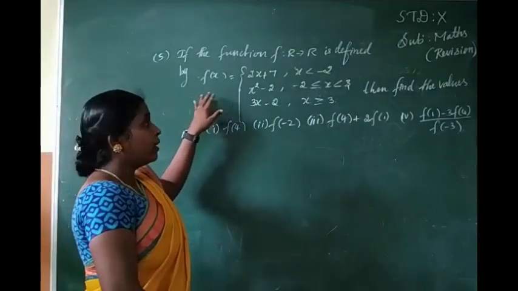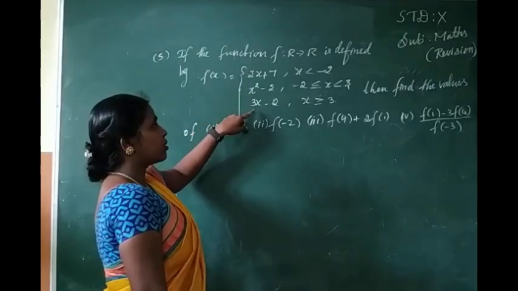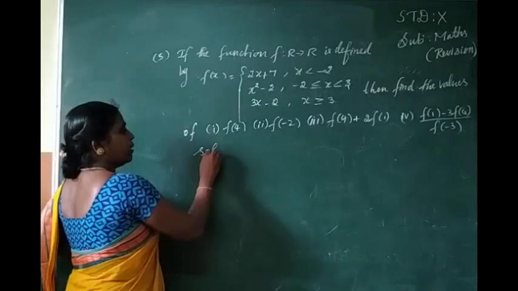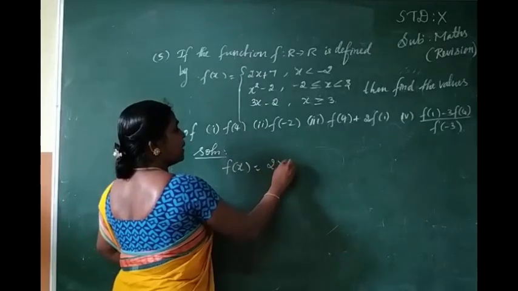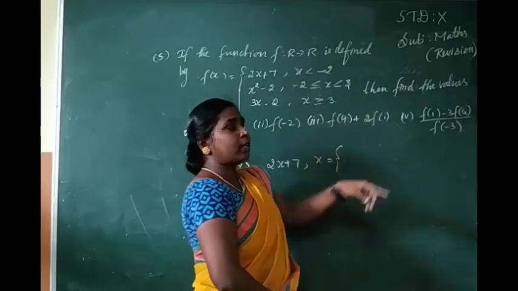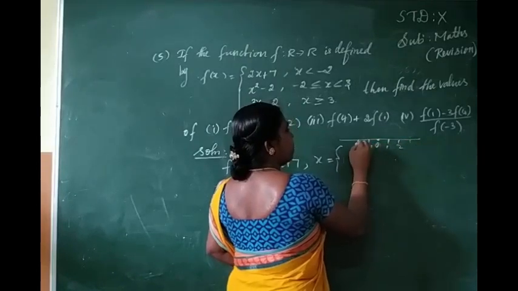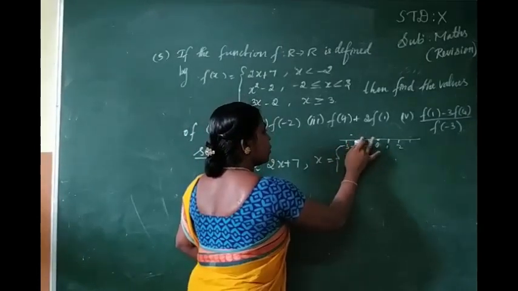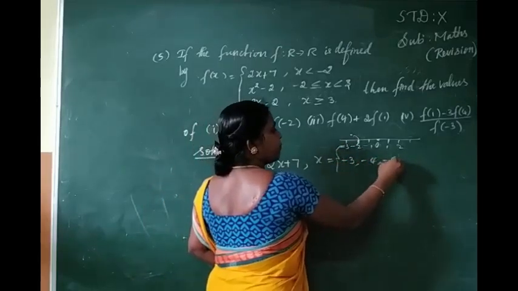you see the f of x. Here 3 f of x values are given. First one is 2x plus 7. Second one x square minus 2. Third one 3x minus 2. Interval also given. So first I am going to write that f of x. So f of x equal to 2x plus 7, comma, x less than minus 2. So x is 0, 1, 2, 3, minus 1, minus 2, okay, minus 3. Less than minus 2 means you should not take minus 2; minus 3, minus 4, minus 5, etc.